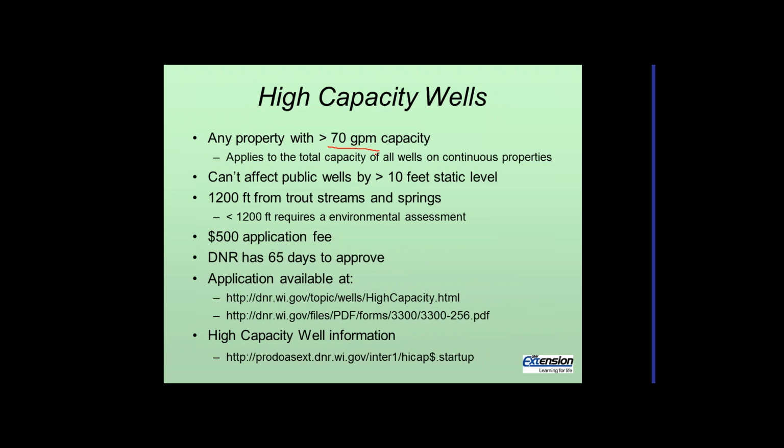For high capacity wells, this is defined as any property that has a total well capacity of greater than 70 gallons per minute. So this applies to all wells on a continuous property. If you have 7 different wells that are 10 gallons apiece, that's 70 gallons. That would basically be a high capacity well. Or maybe it's eight wells at 10 gallons a minute.